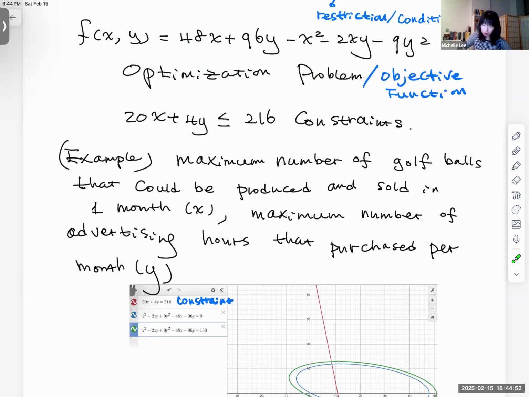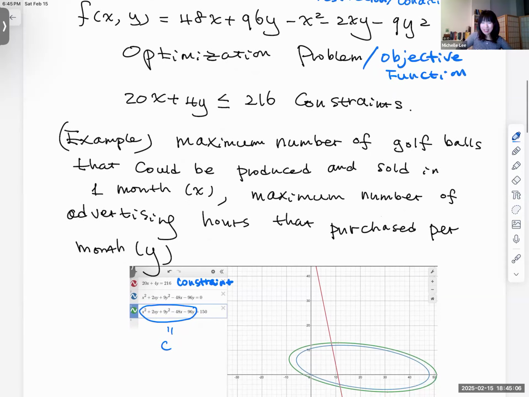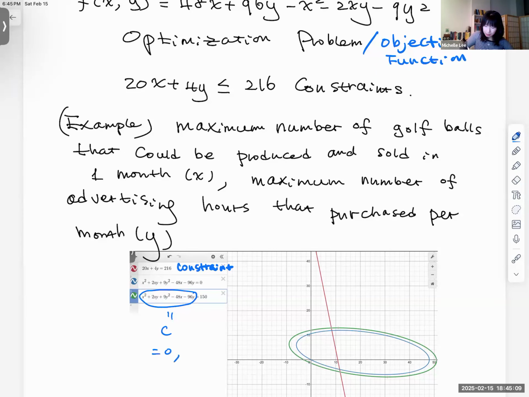Because we can set up that function equal to C when we find the level curve, right? So if we make it C, then we can set up C equal to 0 or C equal to 150. Then blue is inside of that ellipse, right? The blue one is C equal to 0, and then the outside green is C equal to 150.